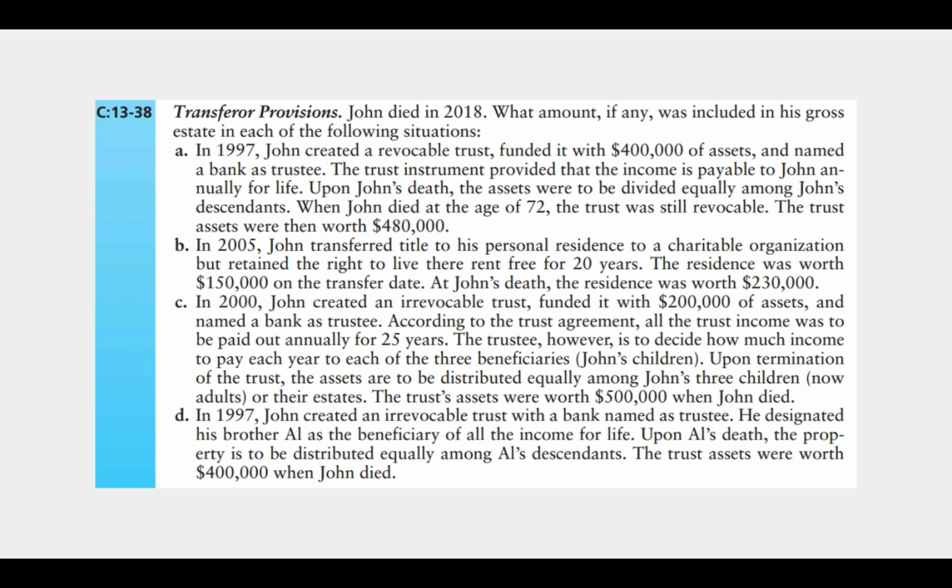D, in 1997, John created an irrevocable trust with a bank named as trustee. He designated his brother Al as the beneficiary of all the income for life. Upon Al's death, the property is to be distributed equally among Al's descendants. The trust assets were worth $400,000 when John died. Again, none of this will be included in John's estate because this is an irrevocable trust over which he has no control or benefits.